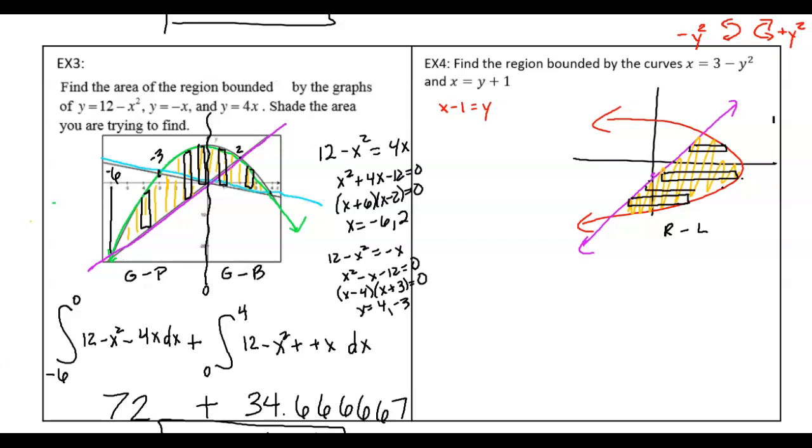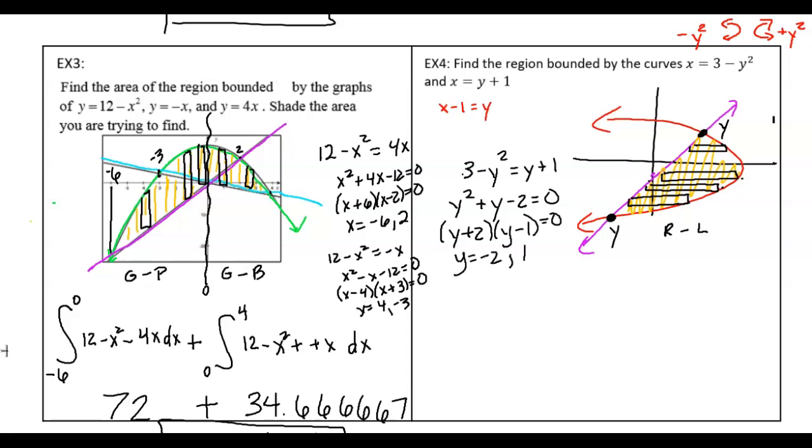We're stacking all of these rectangles on top of each other. So I need to know the lowest y value and the upper y value. Remember, we get those by setting them equal. So add y squared, subtract 3, factor. Okay, so that's at 1 and that's at -2. So we are going to go from -2 to 1.